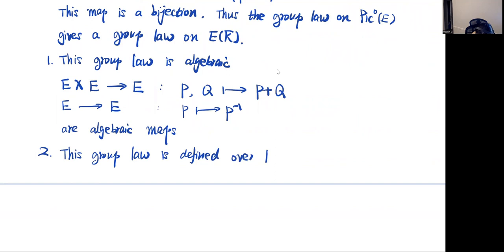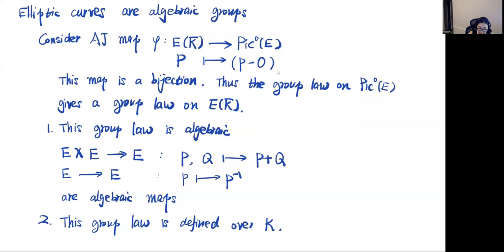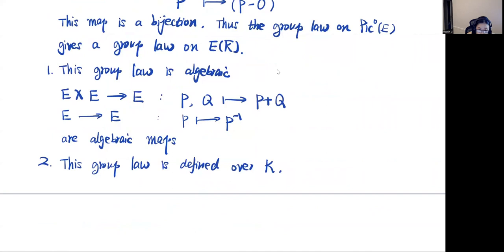So these two are very important, and the reason it's defined over K is essentially because of our fixed point O, the map that identifies a geometric point on E with a point on Pic^0 of E. This Abel-Jacobi map is defined by using the base point O, which we already assume to be defined over the base field. So this group law is defined over K. Okay, so these two things are very important.